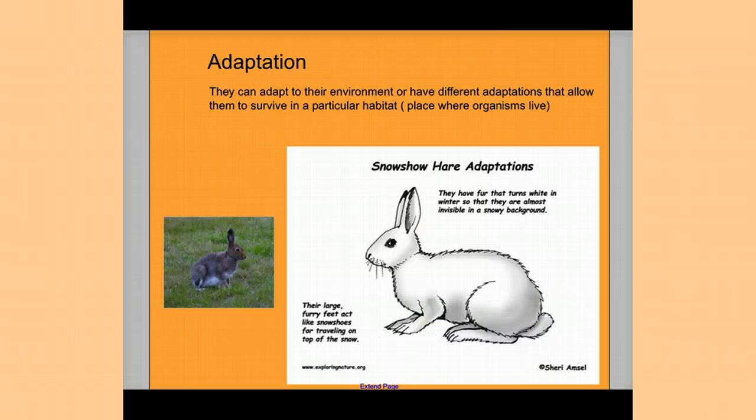Adaptation. Living things have different adaptations that allow them to survive. In a particularly cold environment with snow, you will find the snowshoe hare. Some of their adaptations include a white coat that allows them to be almost invisible in the snow, or their large feet that allow them to travel in the snow.